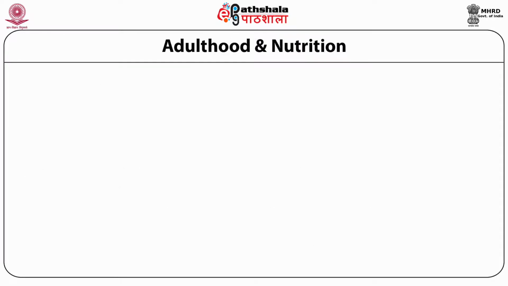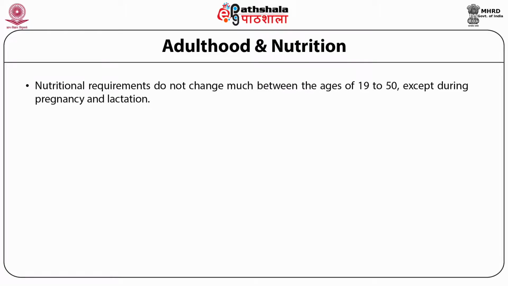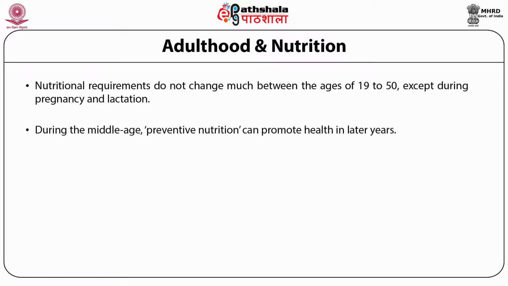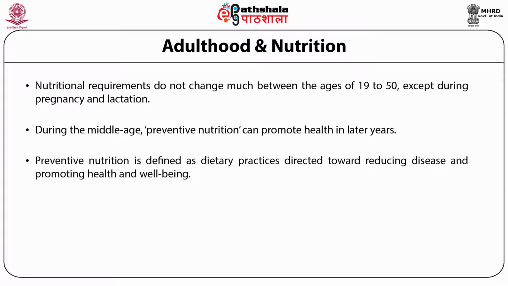Adulthood and nutrition. Nutritional requirements do not change by the age of 19 to 50 years except during the pregnancy stage and during lactation. During the middle age, preventive nutrition can promote health in the later years. So preventive nutrition should be followed during the middle ages. Preventive nutrition is defined as the dietary practices which are directed towards reducing diseases and promoting health and well-being. So one should take care of the kind of food a person is having during the adulthood stage, especially the middle ages.